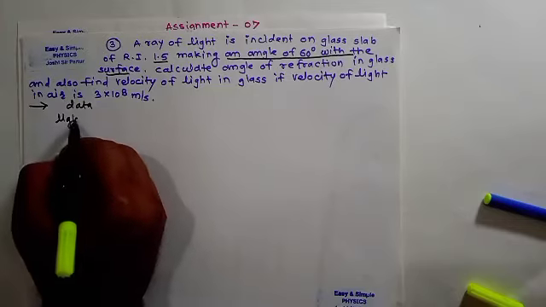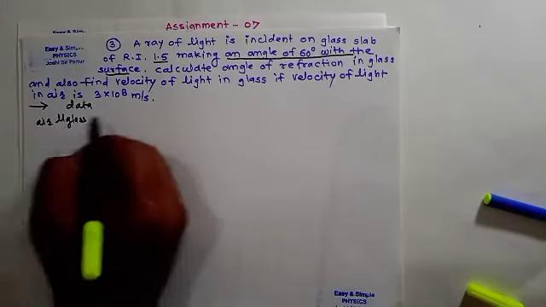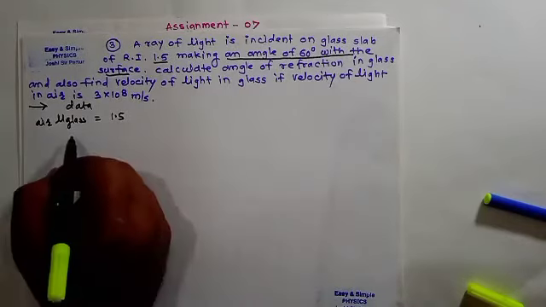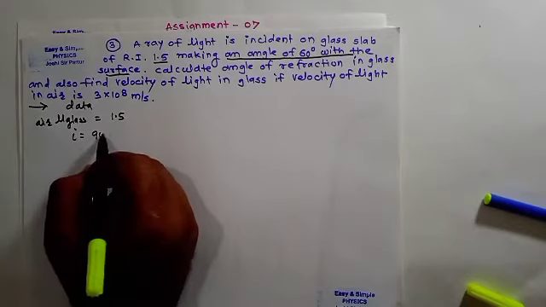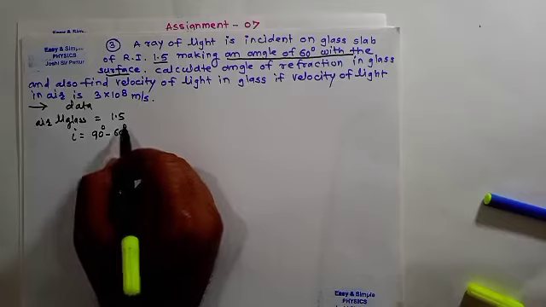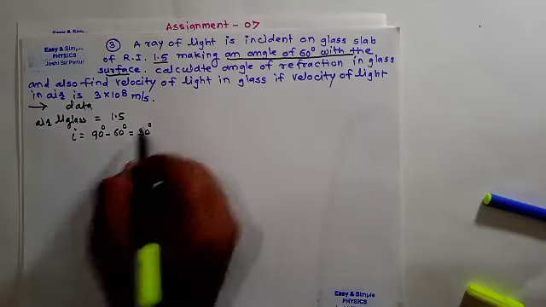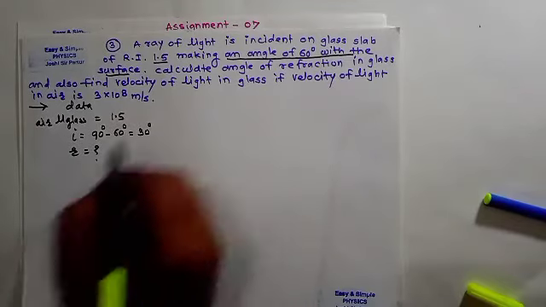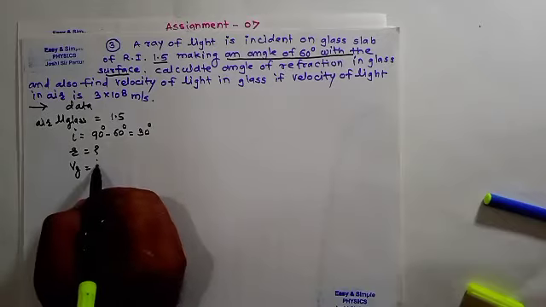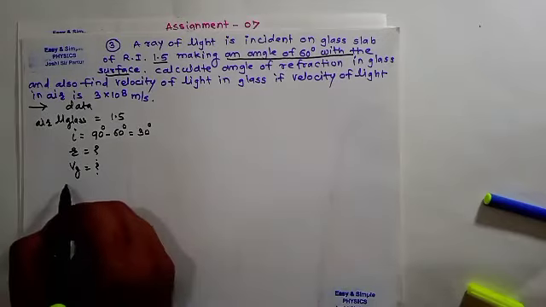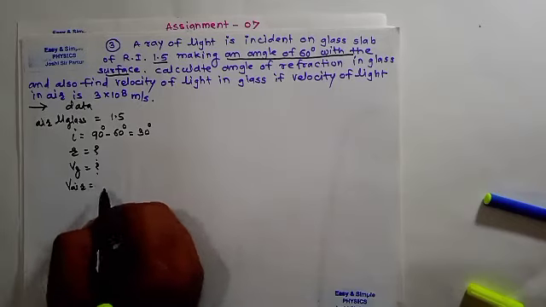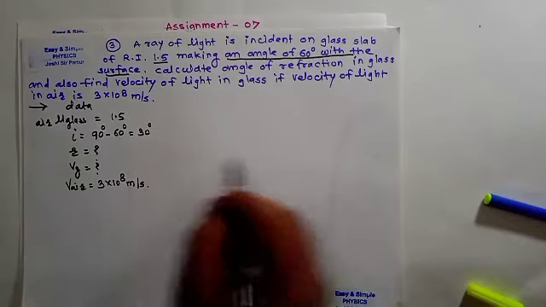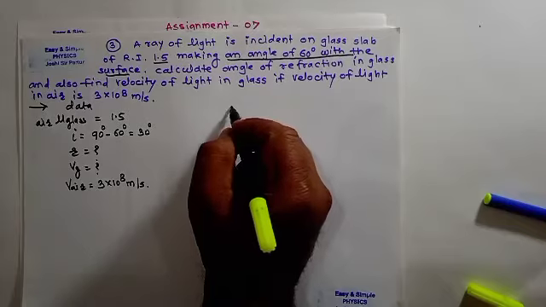Refractive index for glass with respect to air will be 1.5. Making an angle means angle of incidence is equal to 90 degrees minus 60 degrees, which will be 30 degrees. And we can find out r. Also we can find out the velocity of light in glass, question mark. The velocity of light in air is given as 3 into 10 to the power 8 meter per second. In this example, we can use Snell's law.